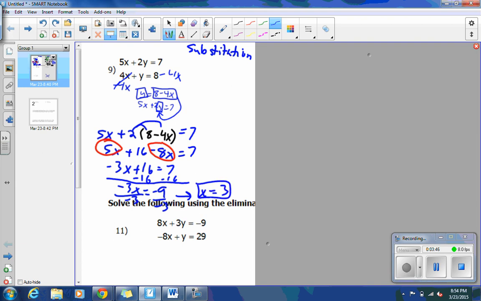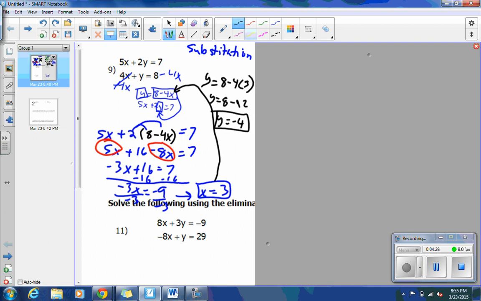So that's half the battle there. We got the x value. That's the tough half. Now it's pretty simple to solve for y. You can use any one of these equations. I'm going to actually use that equation that we solved over here for y. I'm going to plug in 3 for x right there. So it'll be y equals 8 minus 4 times 3. So y equals 8 minus 12, which means y equals negative 4.